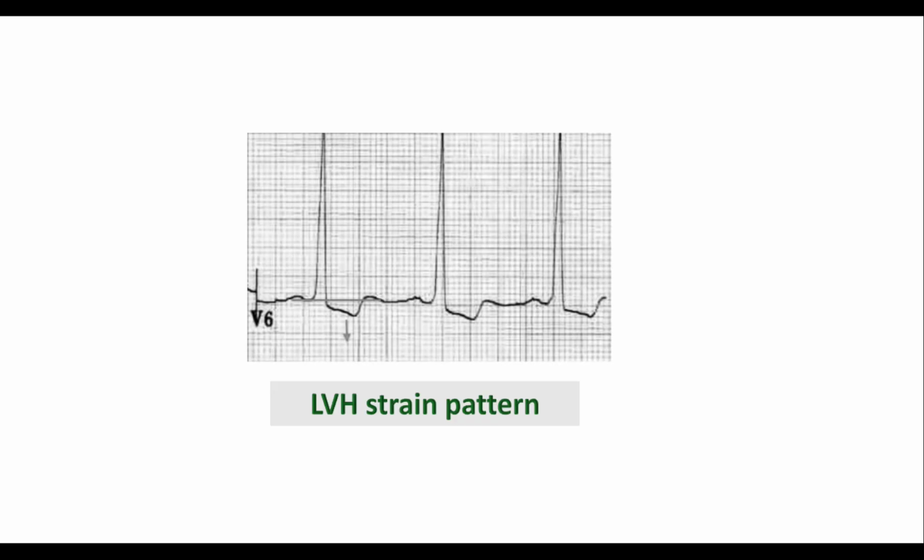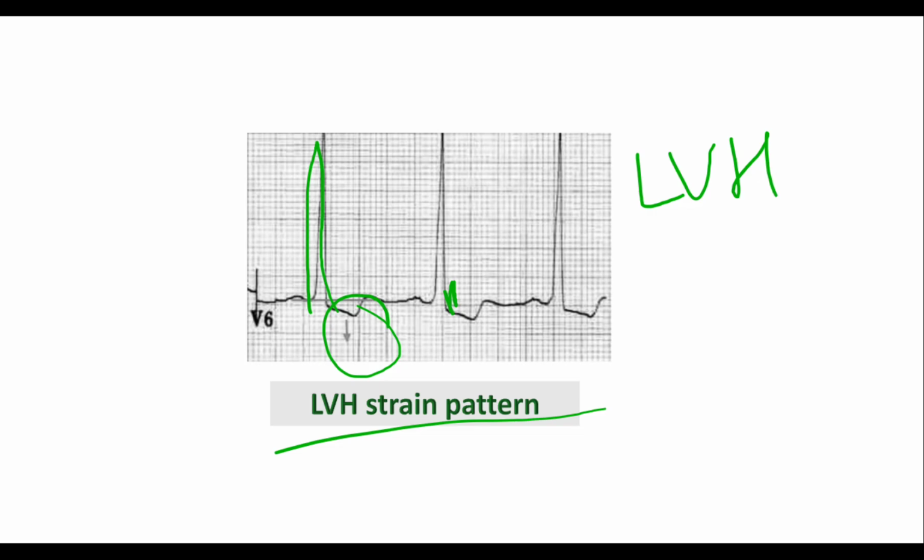This I've just added so that you know that in ECG, when you find this pattern, that means in V6 and the like, there is a tall R wave, there is a T inversion, and slight ST depression. This is not actually a non-ST elevation MI. This is actually an LVH strain pattern.